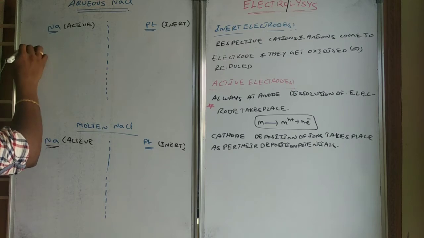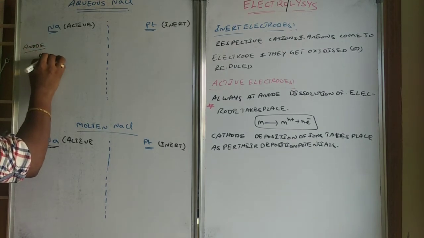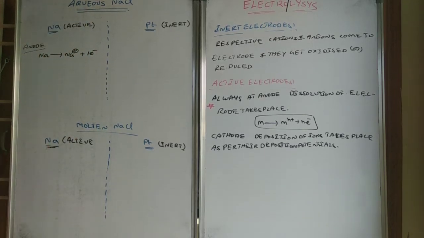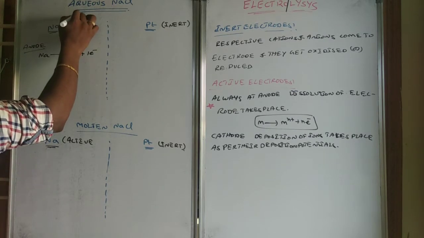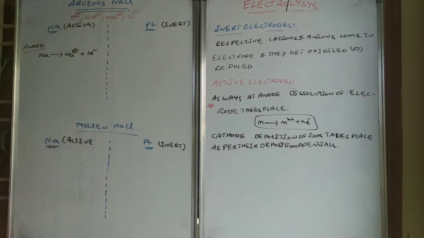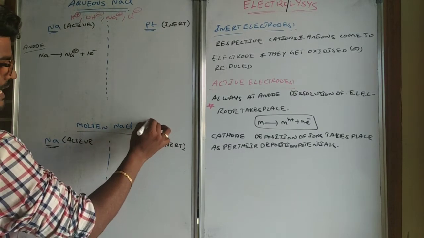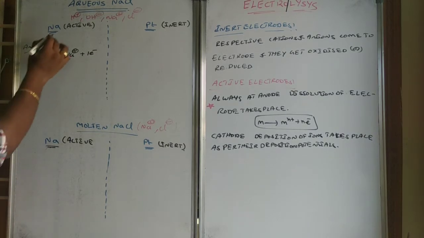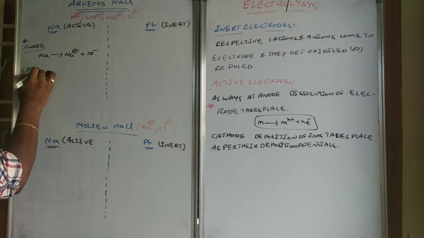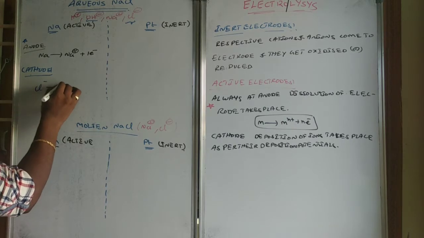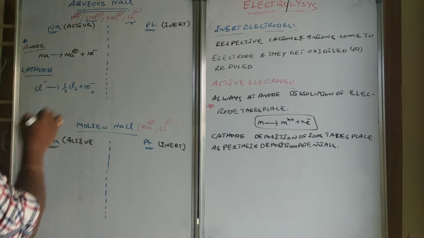So, as I told you, in the active electrode anode case, what reaction can you expect? Na gives Na+ plus one electron. If you see aqueous NaCl, the ions available are H+ ions, OH- ions, Na+ ions and Cl- ions. In the molten case, Na+ and Cl- ions are available. So, be careful with these things. At the anode, active case means it will dissolve.